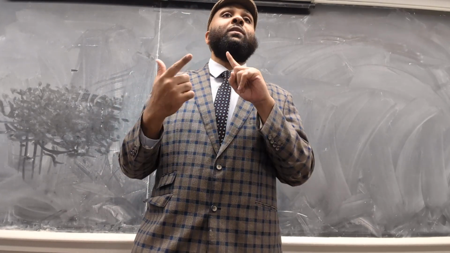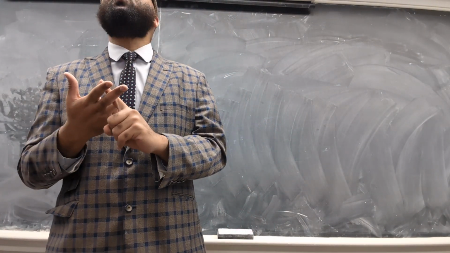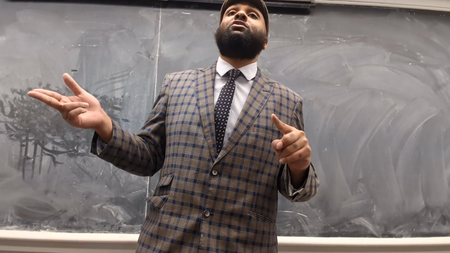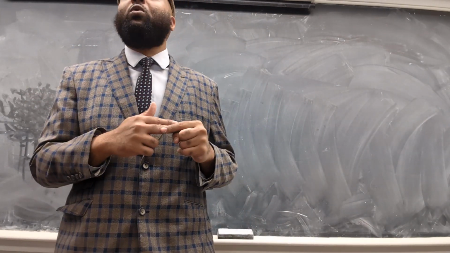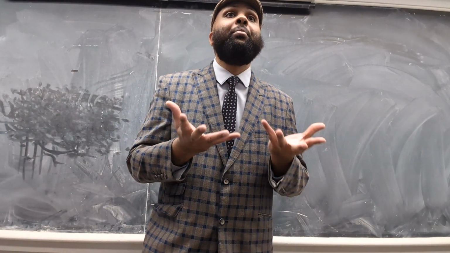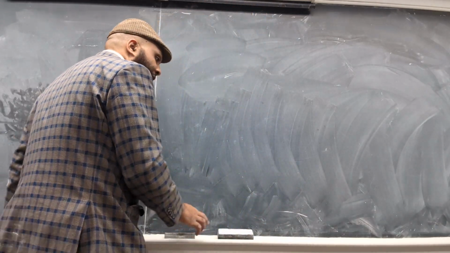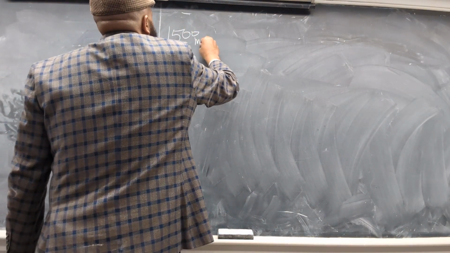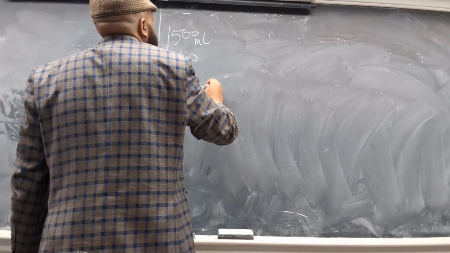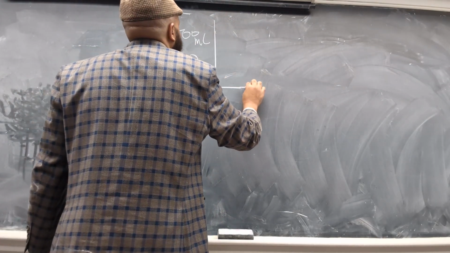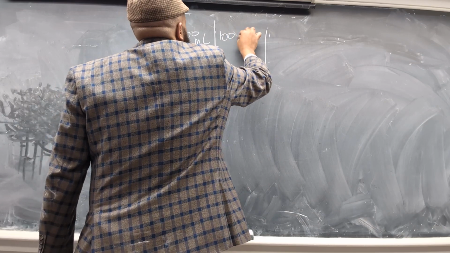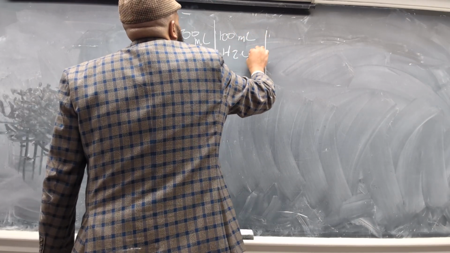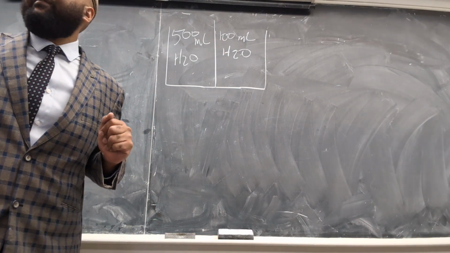The first half is there is always going to be substance movement from an area of a higher concentration to an area of a lower concentration, provided there is a permeable membrane. If you have 500 milliliters of water on one side, and you have an impermeable membrane and 100 milliliters of water on the other side, you're never going to have diffusion.